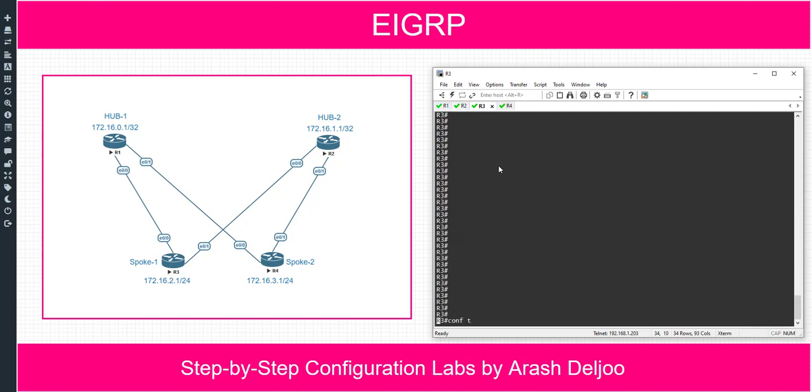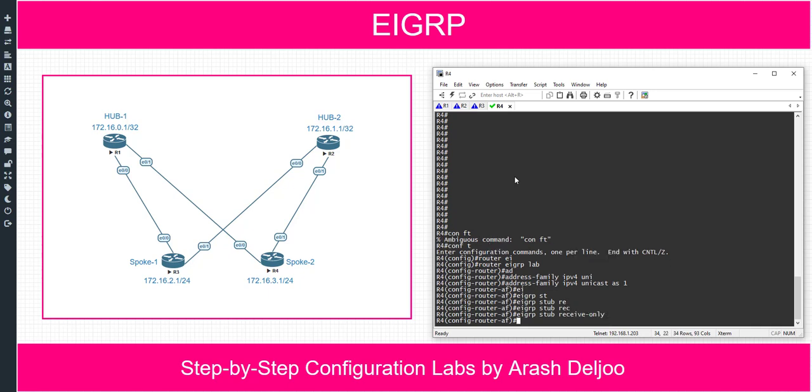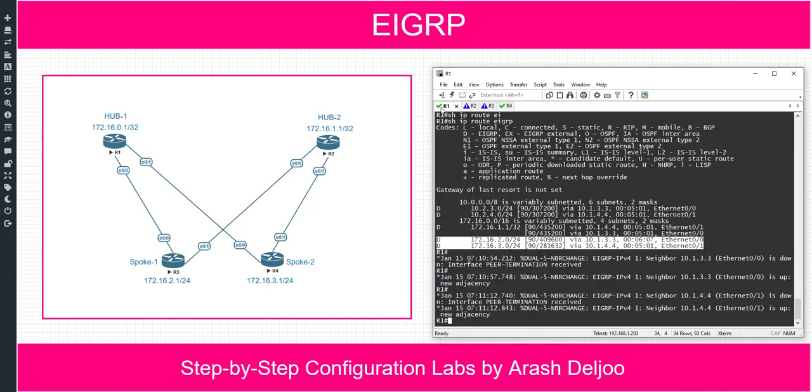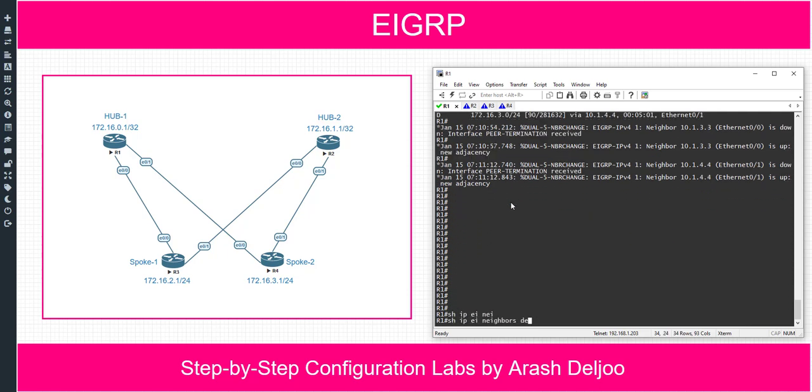In router 3, you need to use this command: router eigrp 1, eigrp stub, and then receive-only. That's it. Also in router 4, let me use a similar command, but here we should go to router eigrp lab and address-family ipv4 unicast autonomous-system 1. Here you can use eigrp stub receive-only, the same command. That's it.